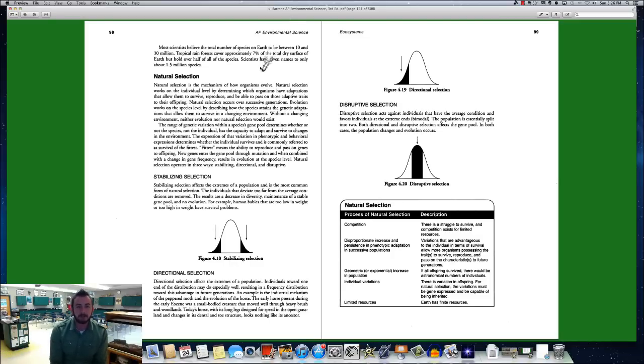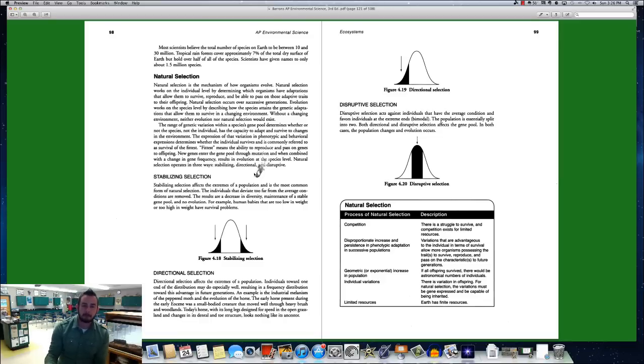There are several different types of natural selection, or selection methods. One of those is stabilizing selection, which affects the extremes of a population. The most common form of natural selection is stabilizing selection. The individuals that deviate too far from that average condition are removed, and the results are a decrease in diversity, maintenance of stable gene pools, and no evolution.